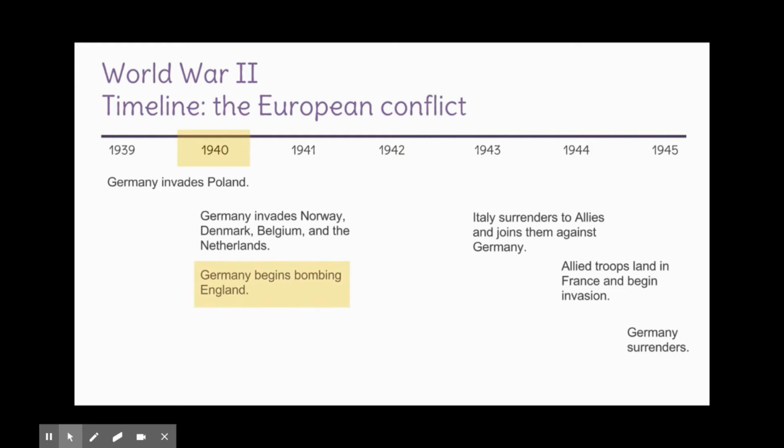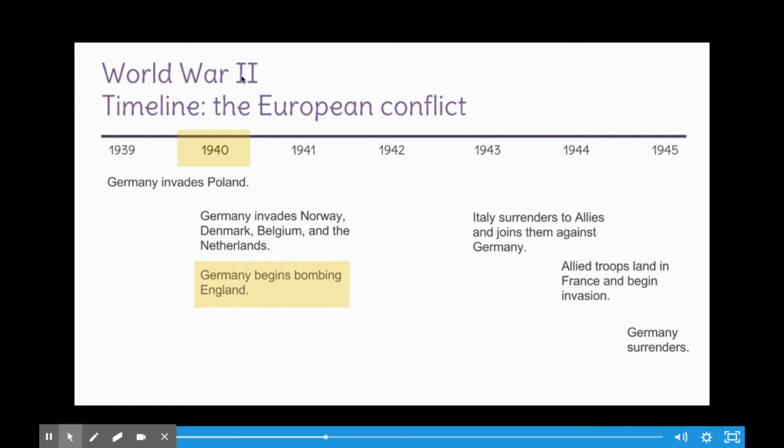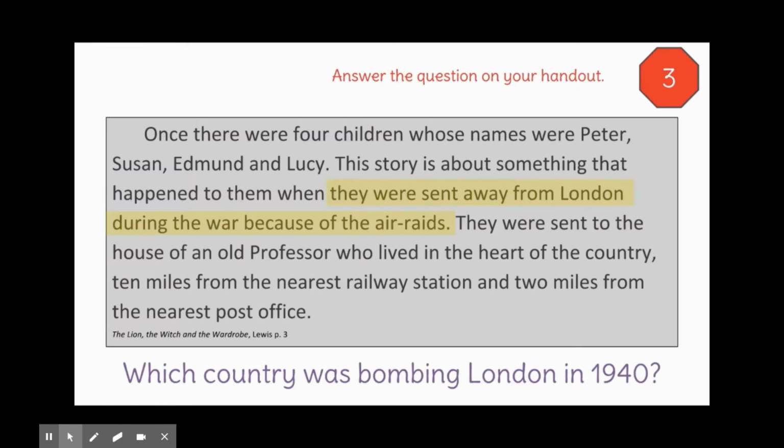The story we read in The Lion, the Witch, and the Wardrobe takes place in 1940 as Germany is bombing the city centers of England. You have just learned something new about the bombs the children were escaping. Which country was bombing London in 1940? Pause this video to record your answers on your handout at stop sign number 3. Then hit play when you are ready to continue.